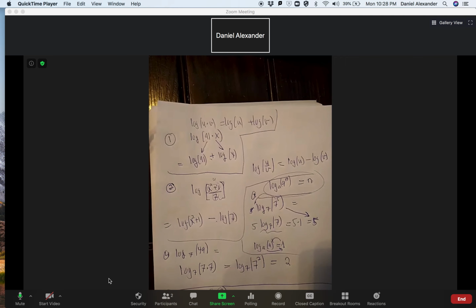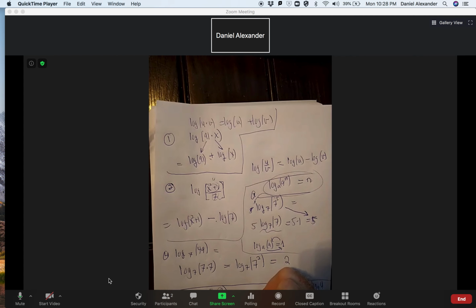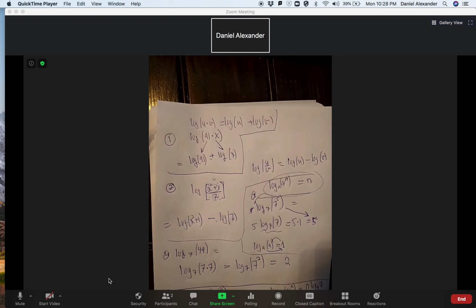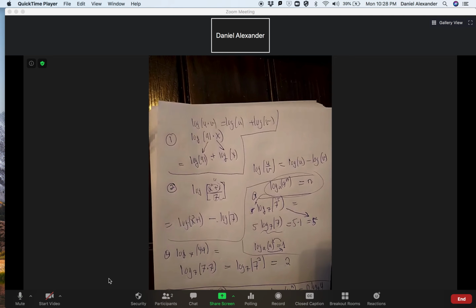Okay, and now I can use this law, log a u to the n equals n log a of u, and I can do that here. I can bring this 2 down and bring this 3 down, over here in front of the log. So this is going to be equal to 2 log x squared plus 3 log of z.